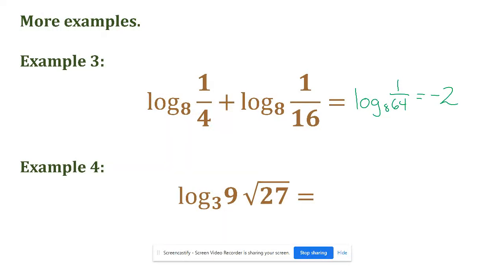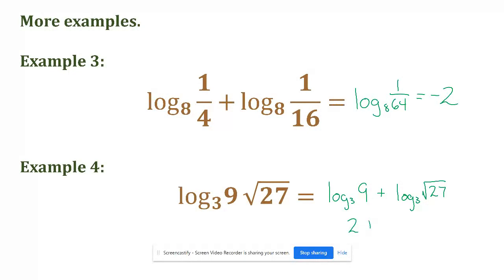Example 4 here is kind of like example 2 on the previous slide. I'm going to split this. I'm going to do log base 3 of 9, and I'm going to do log base 3 of radical 27. And those are going to be added together because I took multiplication and split it. The first part of this is pretty simple. It's going to be a 2 because 3 to the second power is 9.